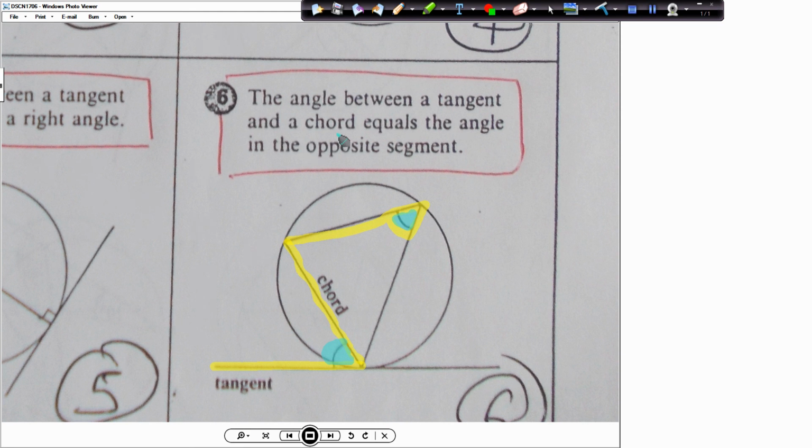Okay, are we happy with number 6? Okay, for shorthand, for a quick one, we call it the Z flick. But when you explain it, you must explain the angle between a tangent and a chord. Okay, let's move on.